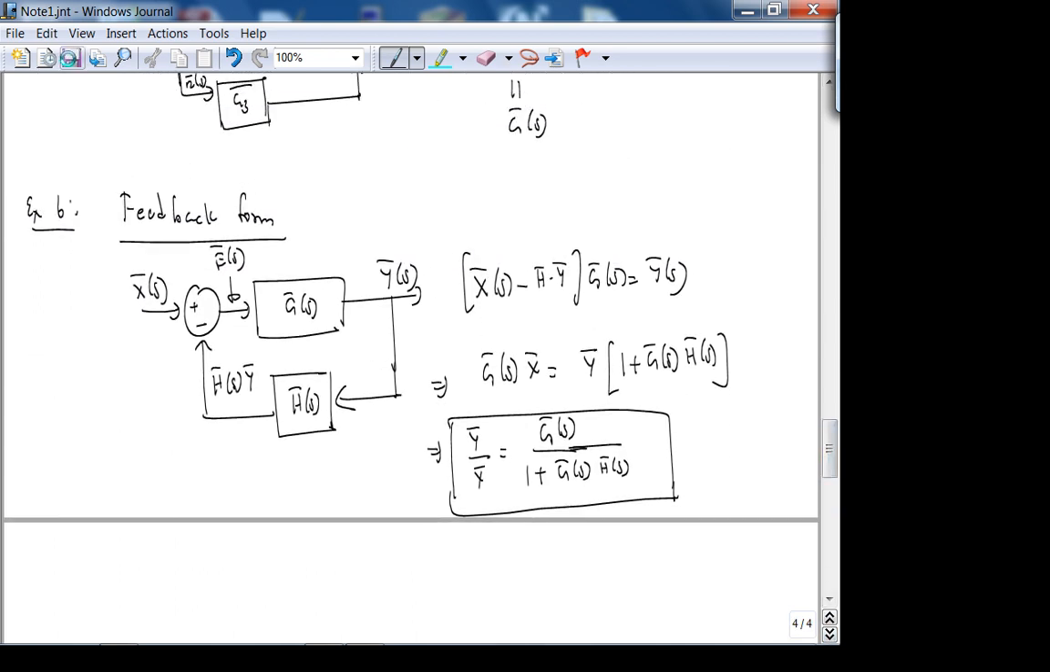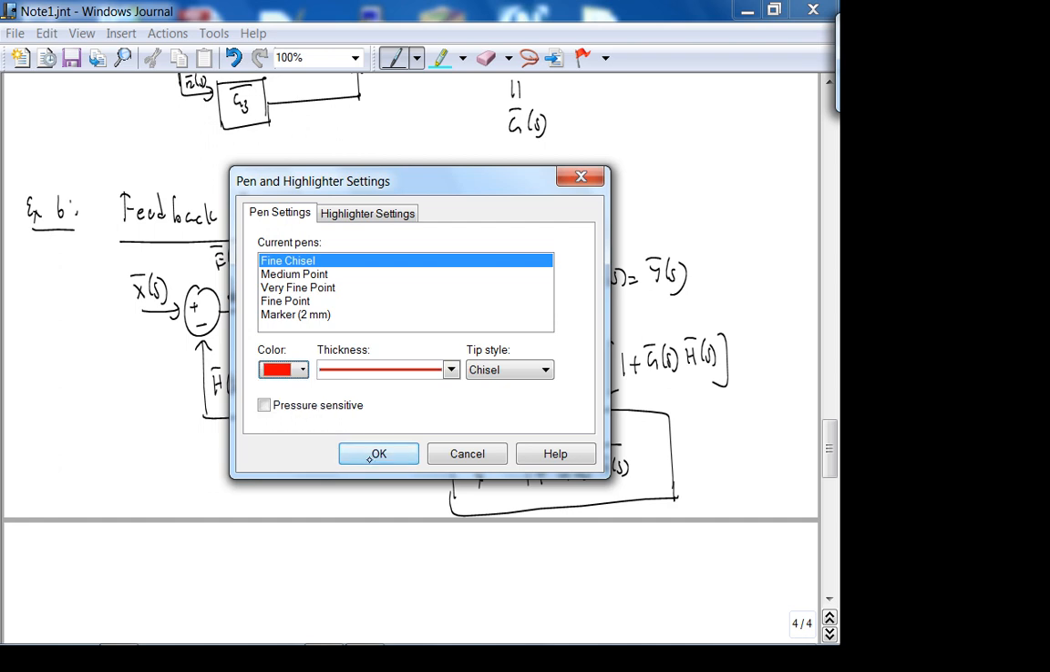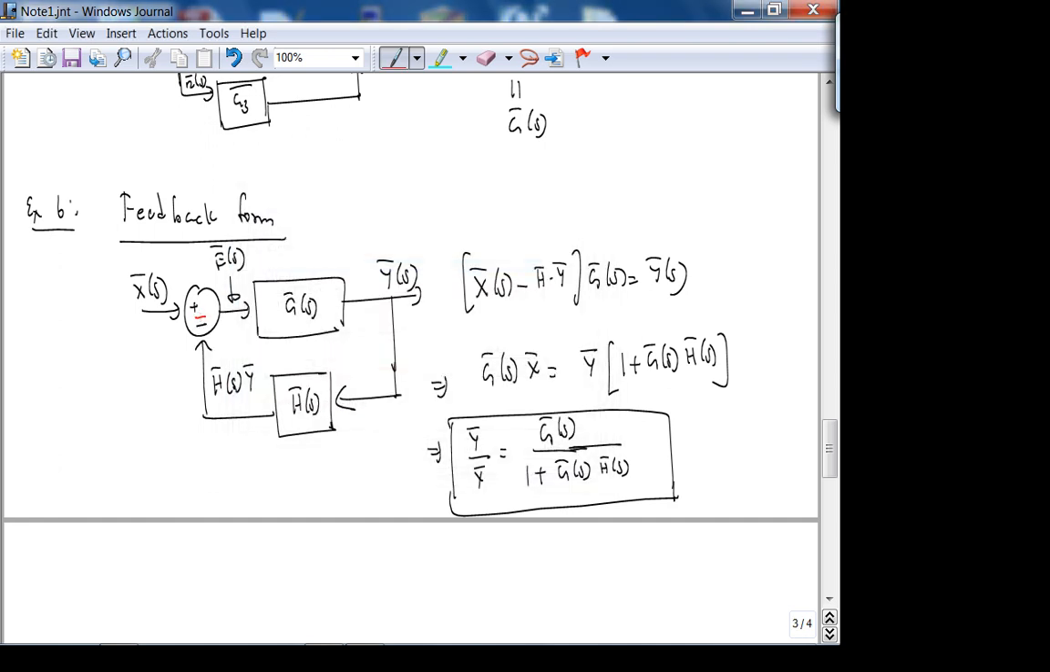Now, what if I make this positive feedback? What changes? Let me use a different color. Put a plus here. So, what changes here? So here it's addition. So what happens here? Minus. So this becomes a minus. Okay, that's it. Now something important.